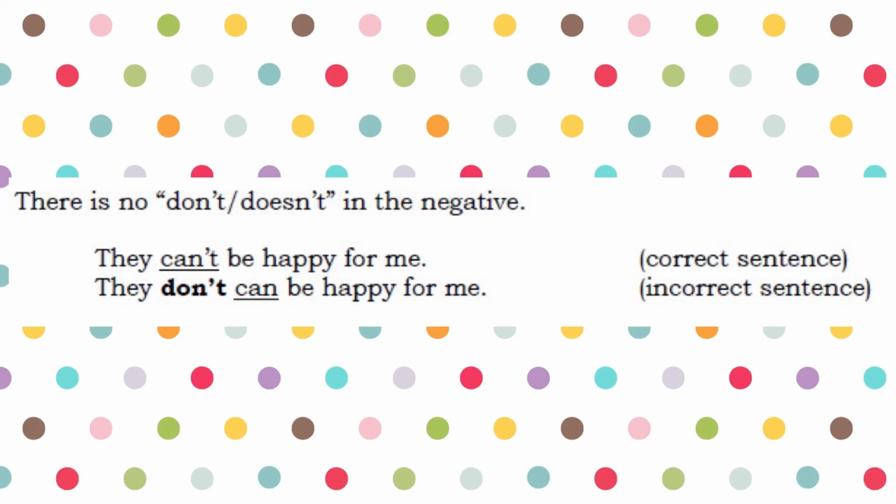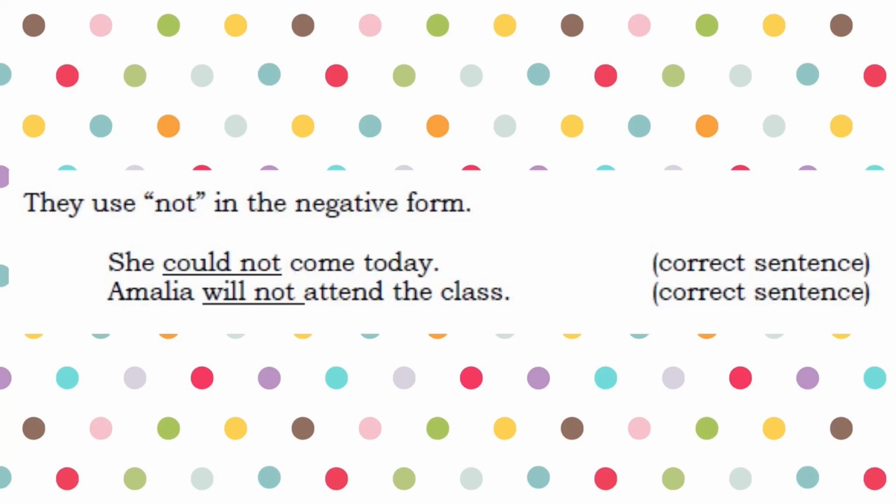They can't be happy for me. This is a correct sentence. They don't can be happy for me. This is an incorrect sentence. They use not in the negative form.